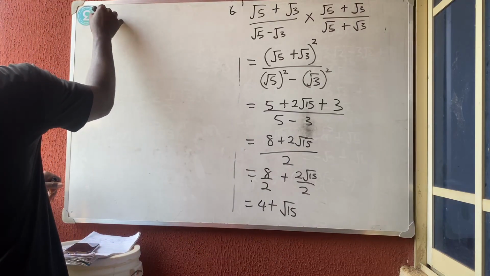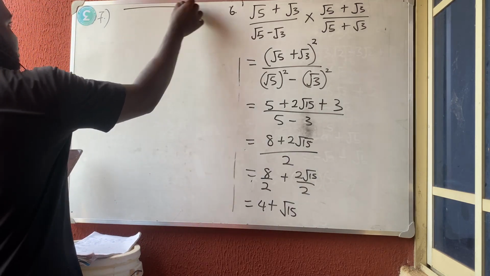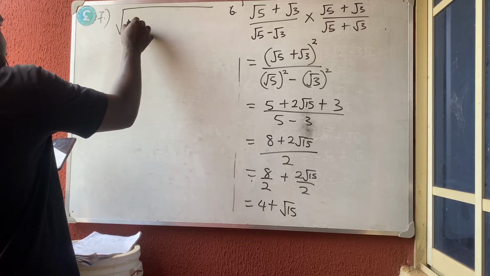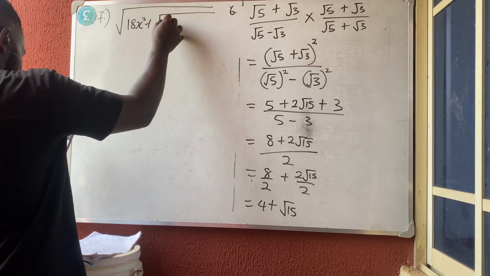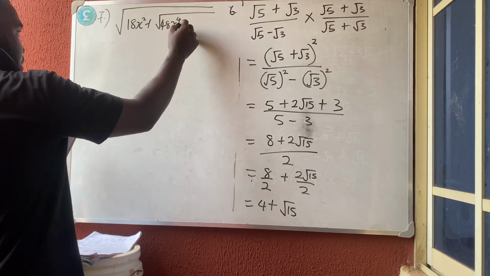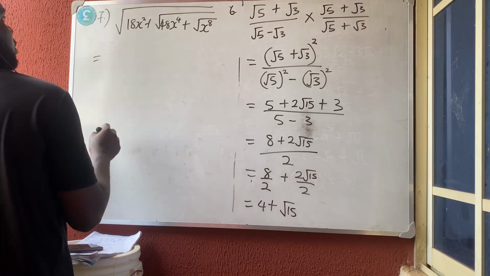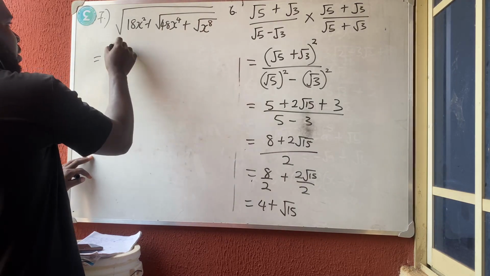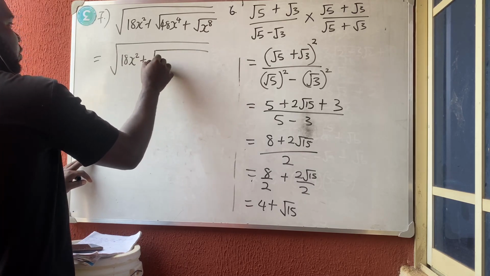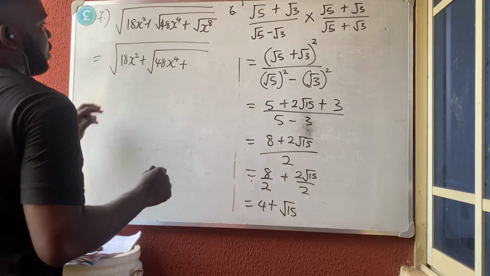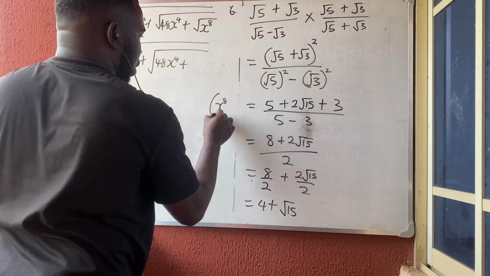So the next one, number 7. Number 7 says, the square root of 18x squared plus the square root of 48x raised to the power 4 plus the square root of x raised to the power 8. Okay, this is a very simple question. So we'll start from the least one, the one inside here. So you put this, write your 18x squared plus, put the other one, write your 48x to the power 4 plus the square root of this. Means divide, it means x raised to the power 8 all raised to the power 1 over 2.